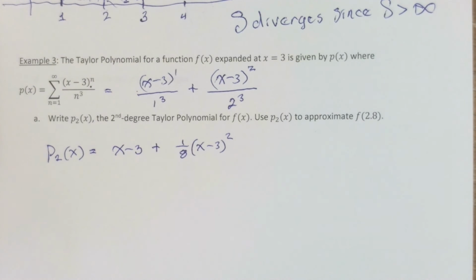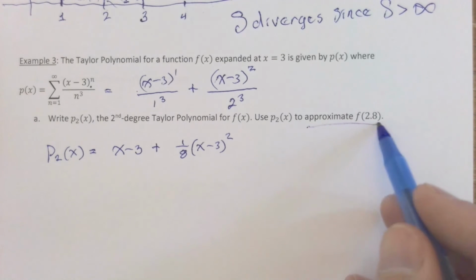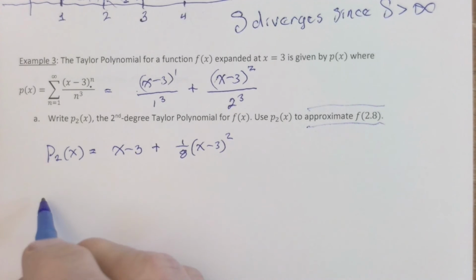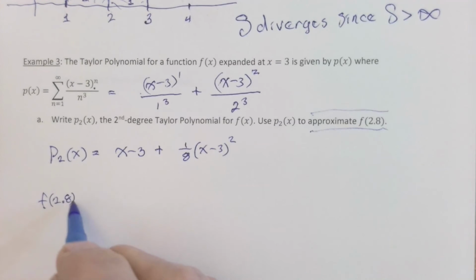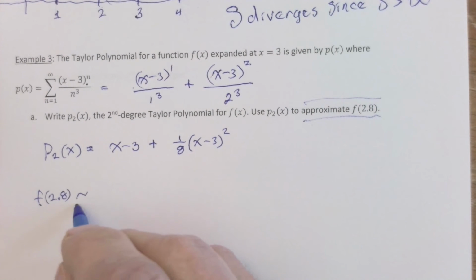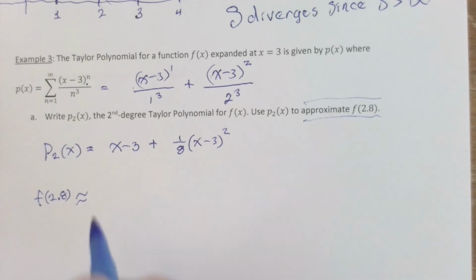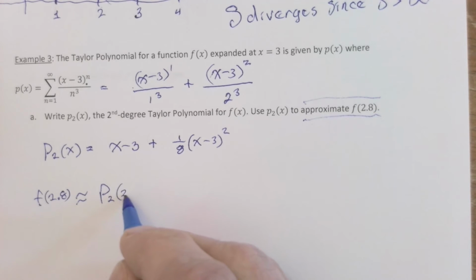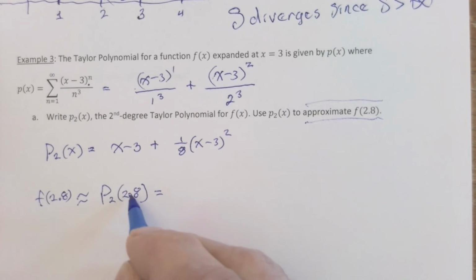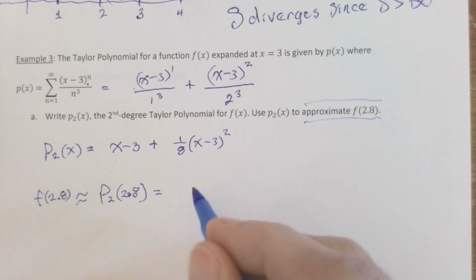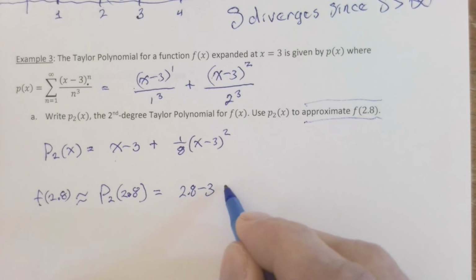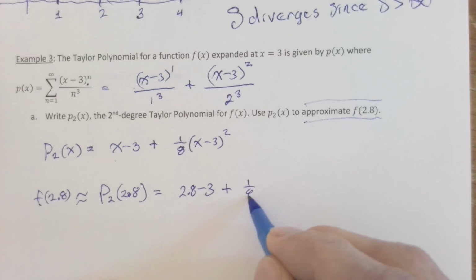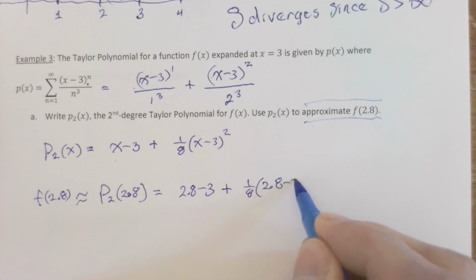All right, the next thing they want you to do is evaluate that at 2.8 to approximate f of 2.8. So be careful. Don't write f of 2.8 equals and then just plug 2.8 into that. You want to be sure to use the approximation symbol. So it's approximately equal to what I'd get when I plug 2.8 into this little quadratic Taylor polynomial. And what does that look like? Well, 2.8 minus 3 plus 1/8 of (2.8 minus 3) squared.